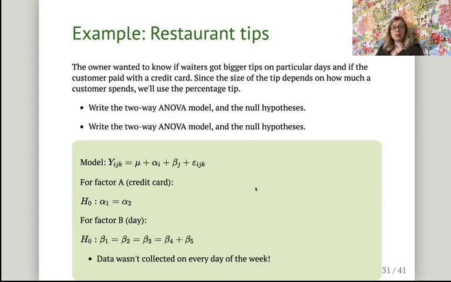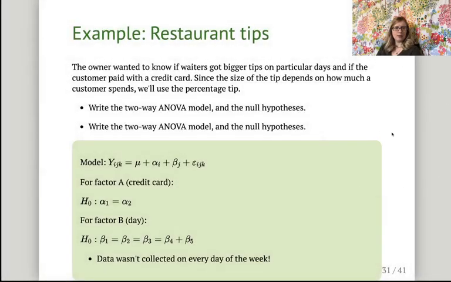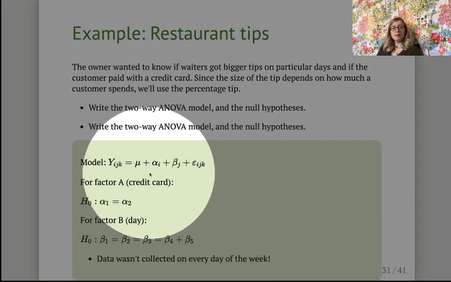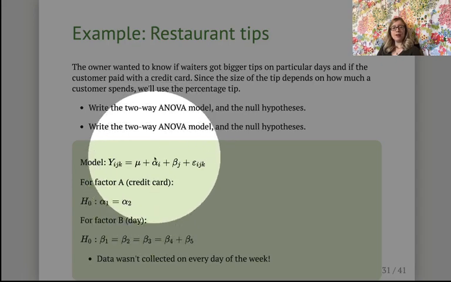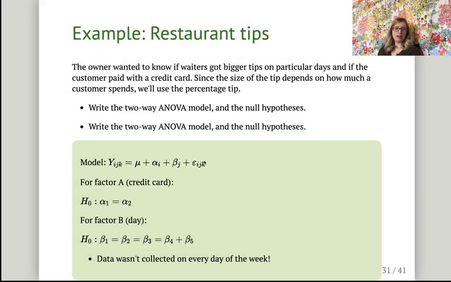I'm going to use percentage tip here. Please ignore this prompt being written twice. Apologies for that. So our model is that our percent tip Y has some overall mean plus some effect of whether or not a credit card is used plus some effect of the day of the week plus some random error term. So our null hypothesis for the credit card is that alpha 1 is equal to alpha 2. For day, there were 5 days, so this restaurant wasn't open every day of the week. So beta 1 equals beta 2 equals beta 3, beta 4, beta 5.